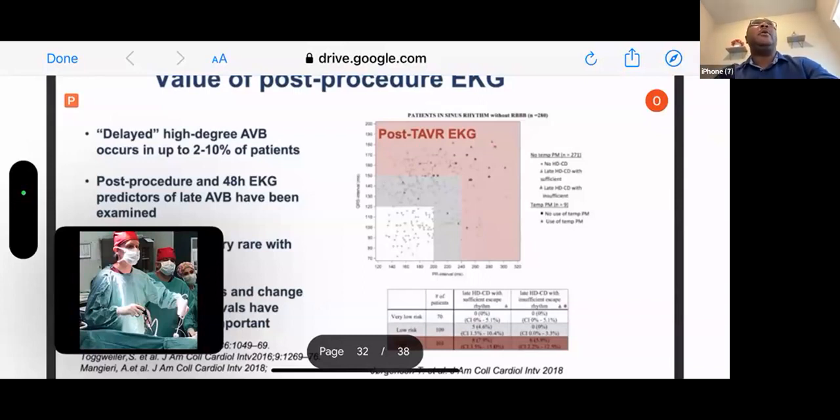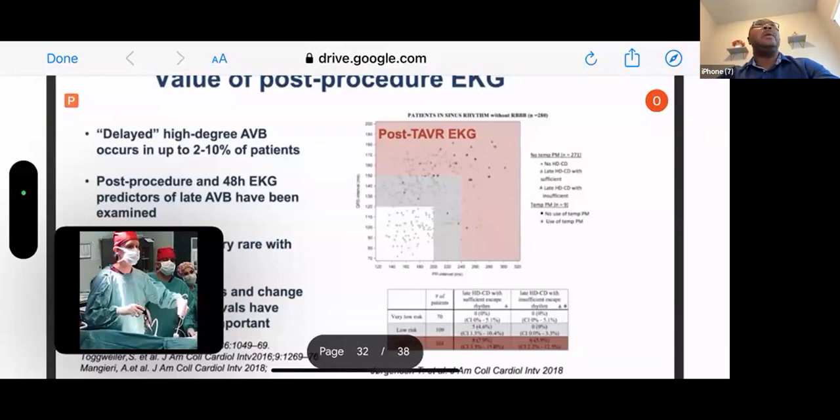And the delayed number there is 48 hours. So any high degree AV block that develops after 48 hours is considered a delay. So that is why, even when we see them in the clinic, we like to at least do an EKG on them if they do not have any monitor, because we know that about 2 to 10% may develop high degree AV block after 48 hours in this patient.